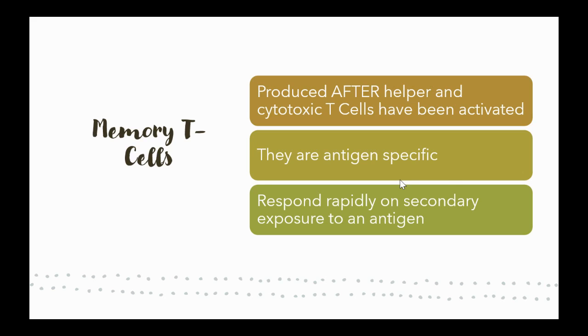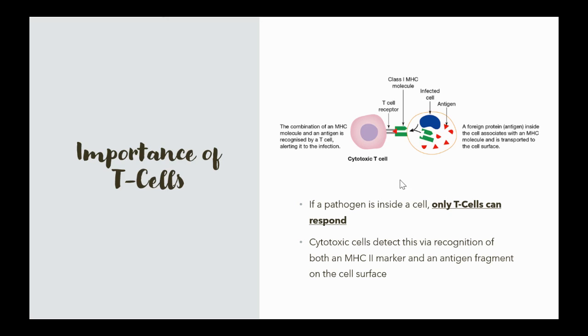Why? Because you're not going through that process of selection. Remember, you've got to select the right clone, you've got to find the right cytotoxic T cell. That all takes time, a couple of weeks. You've got the memory, it's already been selected. It gets activated, it starts proliferating really quickly, dividing really quickly. You get a much faster response the second time around.